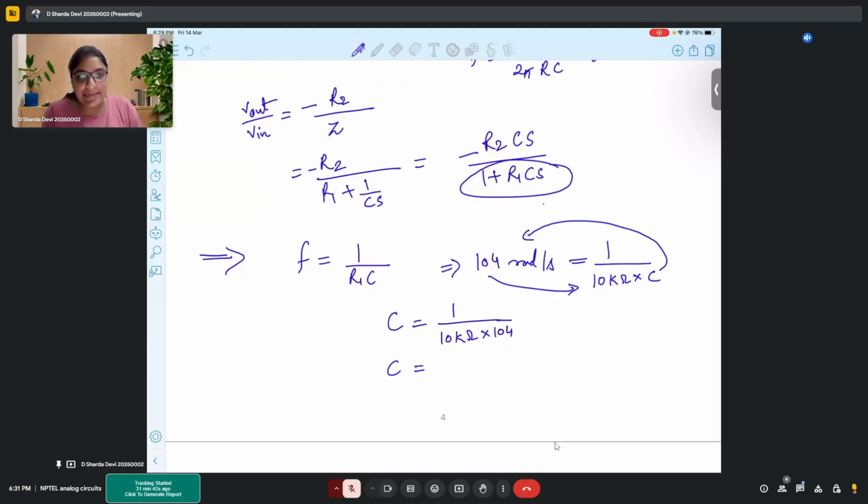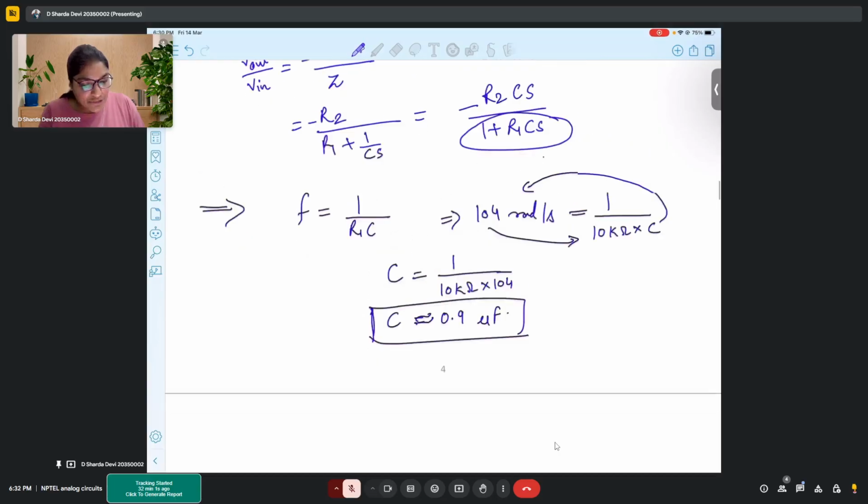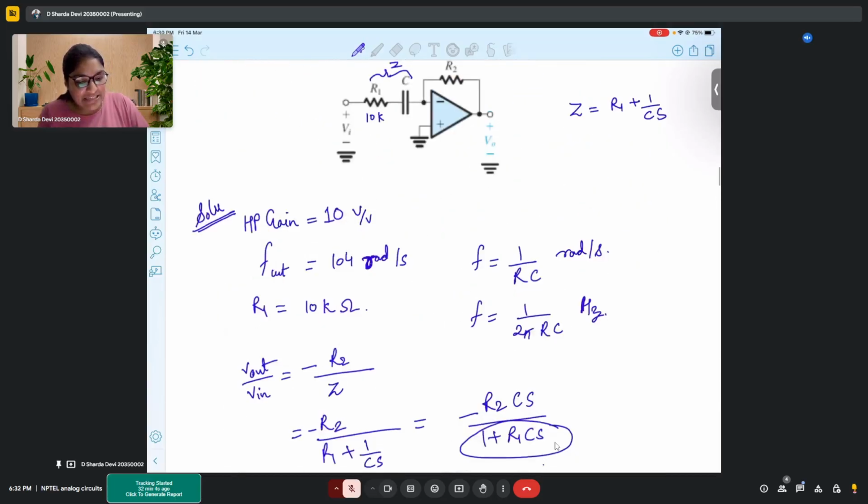See, if it was 100, then it would have come across 1 microfarad. Madam, it is 0.96 microfarad. 0.9 microfarad, right? Yeah, it would come somewhat across 0.99 microfarad. Correct. Something across 0.9 microfarad. That's correct. So now we have found out the capacitor value.